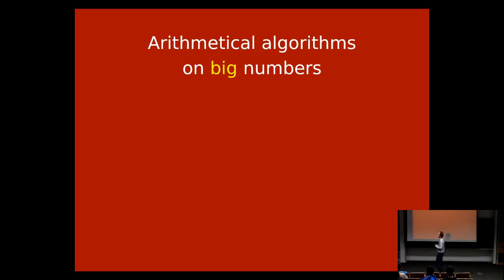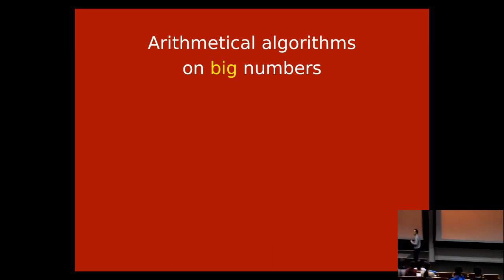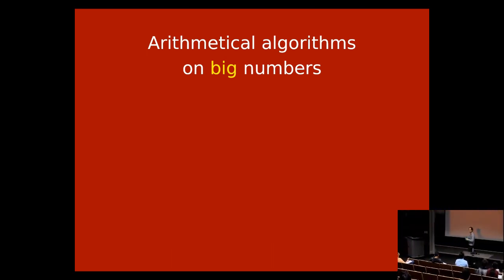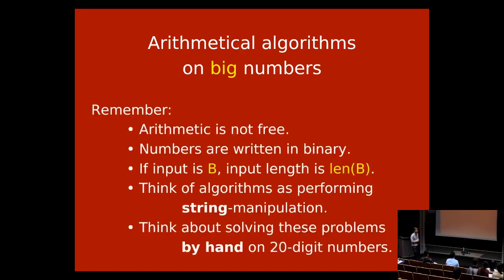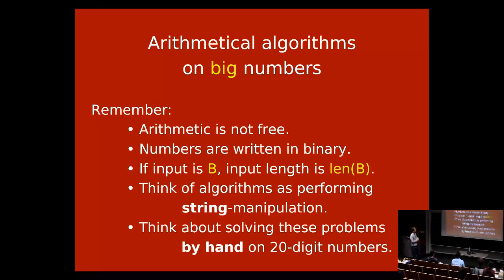Okay, so I want to talk a little bit about arithmetic algorithms on big numbers. We've seen this several times before, actually, but I'm going to show you more examples today, so it won't hurt to review a little bit the earlier ones. And what you should remember is, despite what you're used to when working with very small or typical numbers, arithmetic is not free. If you take a number with 500 digits in it and you square it, it's going to take some time that's proportional to 500 somehow.